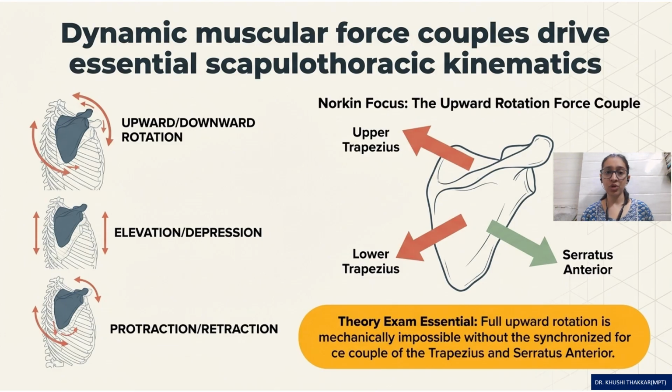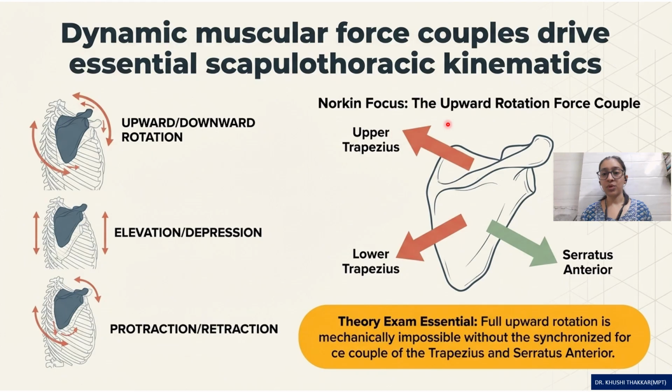Now, the essential support of the scapulothoracic kinematics is provided by the dynamic muscular force couples. We saw the upward and downward rotation movements, which are provided by various joints we discussed. Upward rotation is this way and downward rotation is this way of the scapula. Elevation and depression is up and down of the scapula, and then protraction and retraction. For example, these are the scapulae and this is the midline: upward rotation and downward rotation, elevation and depression, and protraction and retraction. We'll discuss them in detail in the arthrokinematic lecture series.